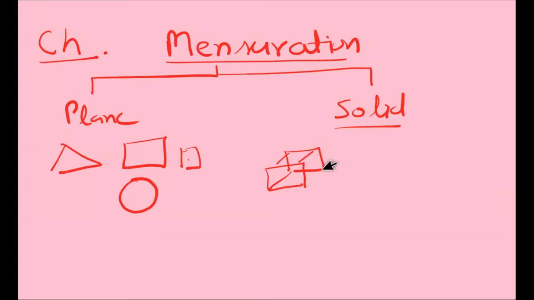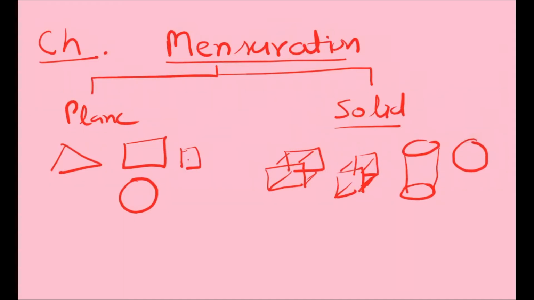Let this one is a book or it is a cuboid, and dice you are using in the Ludo play, that is the cube, or you have seen anywhere this type of the shape that is cylindrical, and you use the cricket ball or football, that is the sphere. This type of the solid we will study in the chapter solid mensuration.